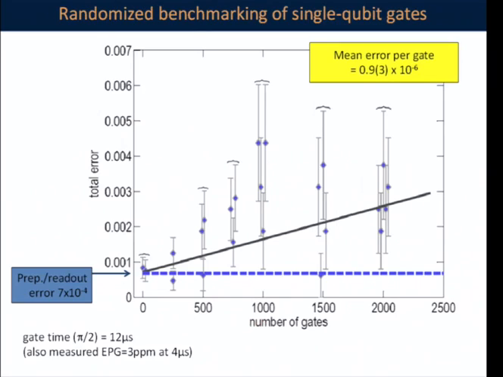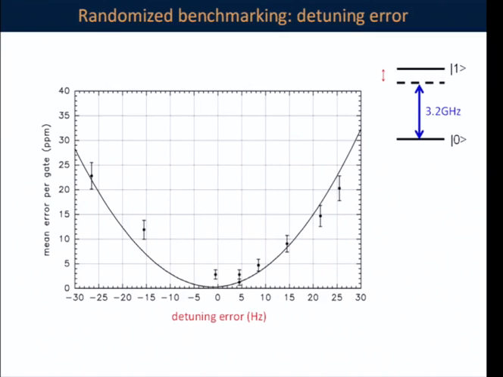So we also wanted to make sure we understood what's going on in this system. So we deliberately tried to make things worse. So here's our clock transition. We looked at the randomized benchmarking error as a function of setting the detuning incorrectly, which we can model then. So the curve is a model of what we expect to happen when we do this. And here's some data which broadly agrees with that.